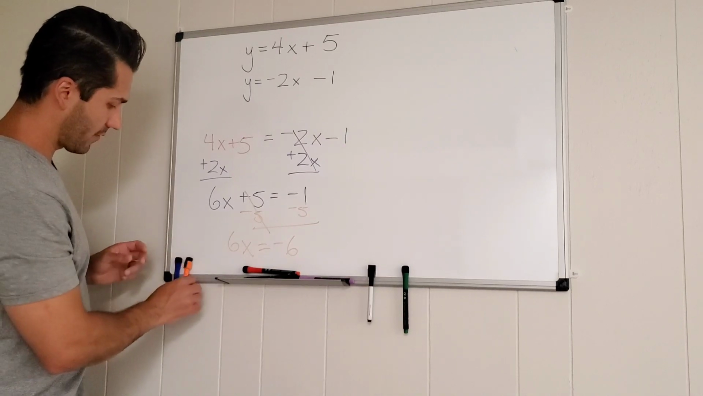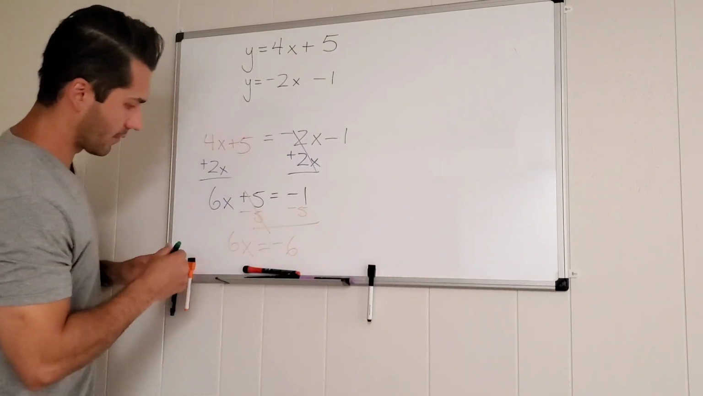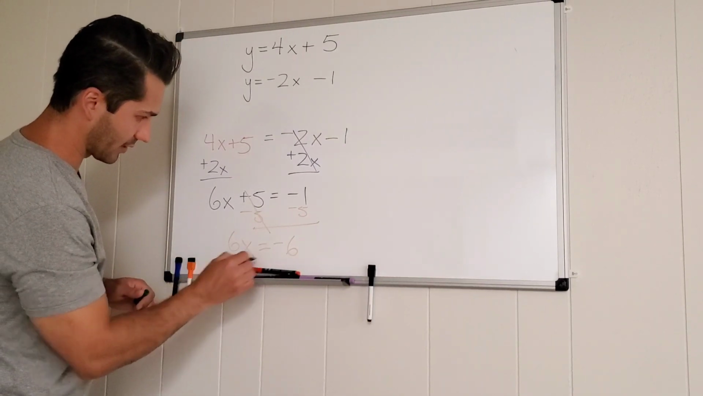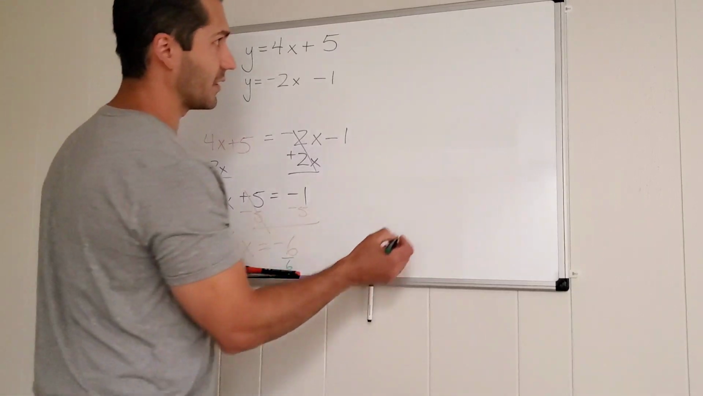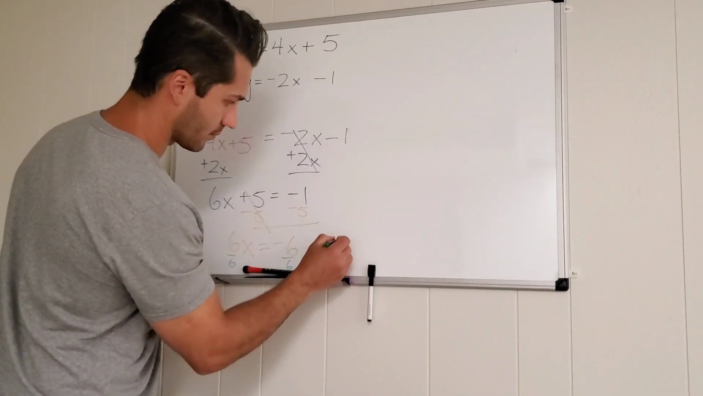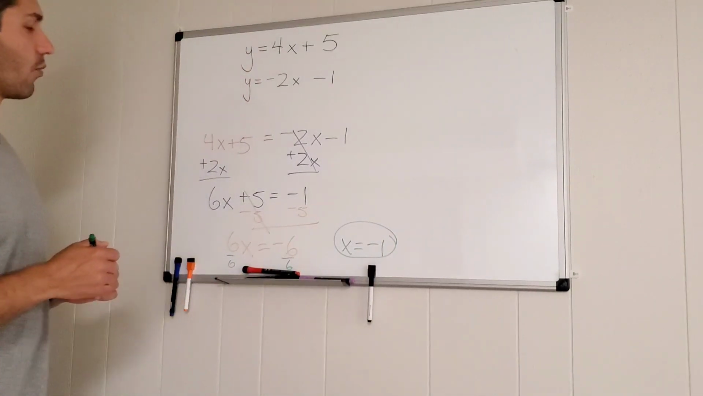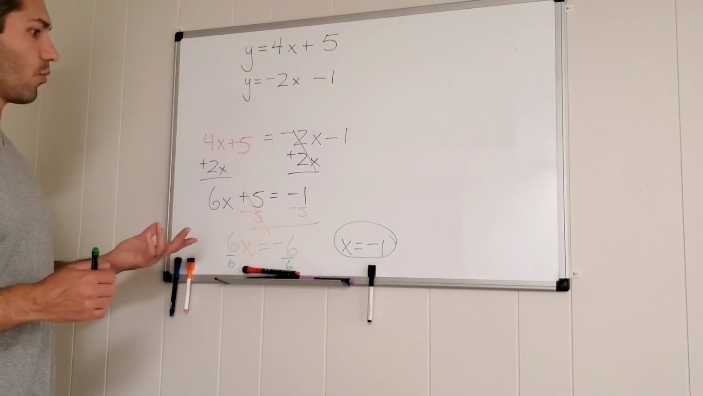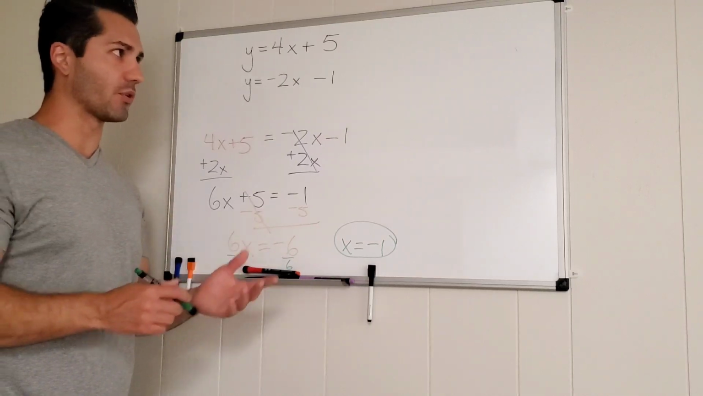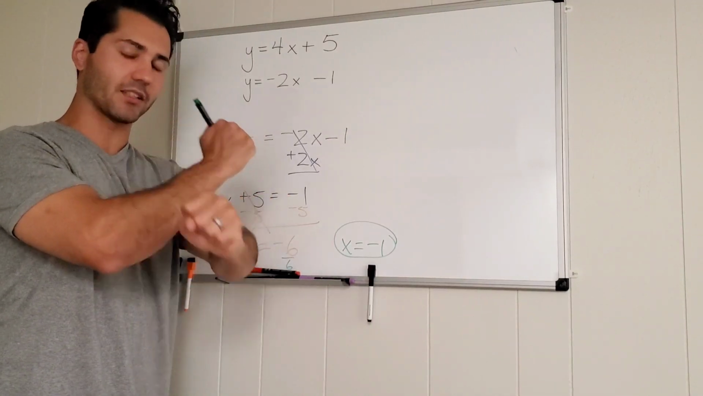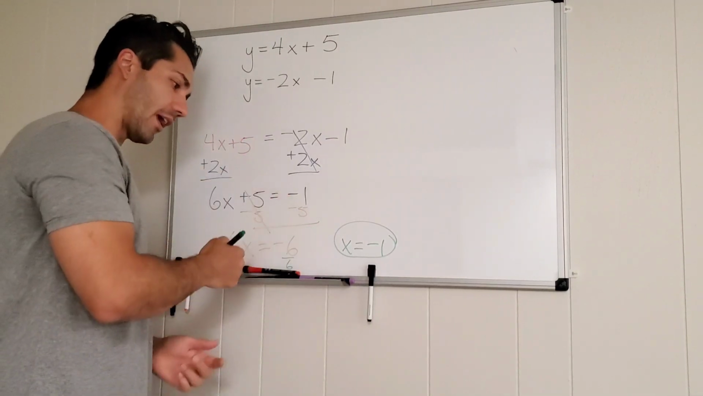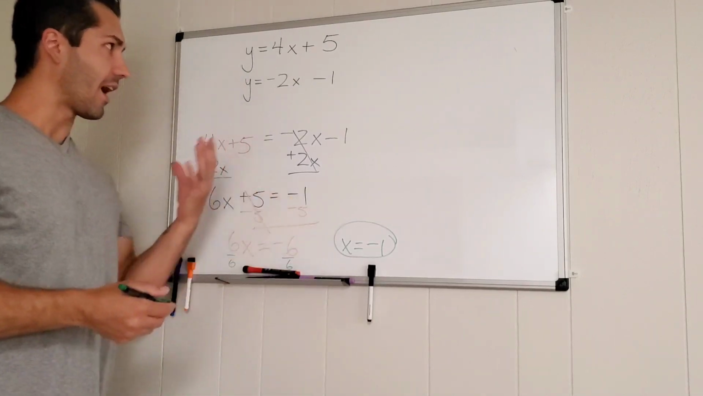To finish this off, divide by 6. Divide by 6. I'm a little tight on space. And I get an x equals negative 1. Now, once you get x, you got to get y. Okay? That's the thing. Remember, you are trying to find the point where they intersect. Points are made of x's and y's. I found x. I have to get y.